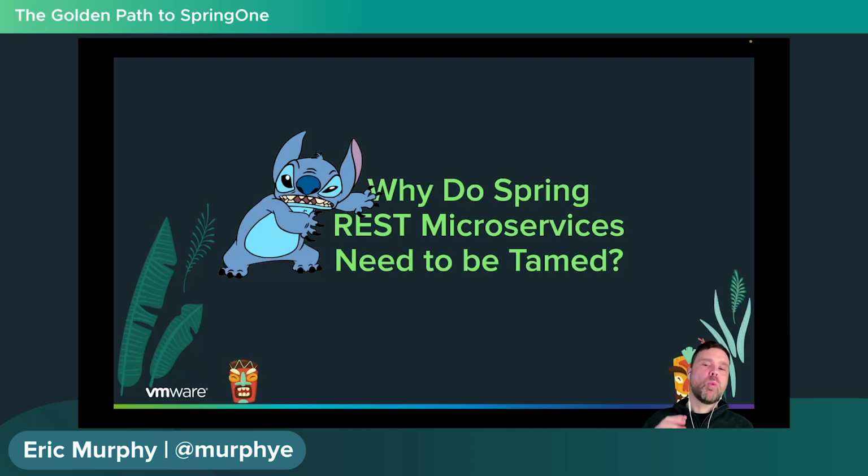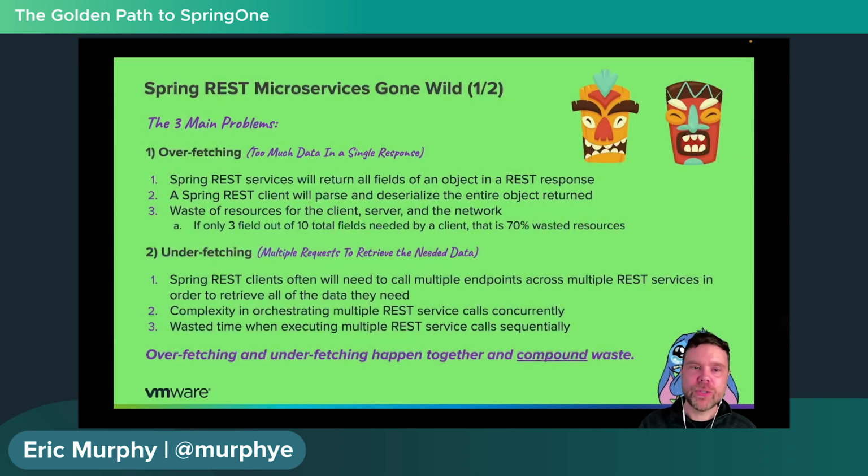So next, why do these wild Spring REST microservices need to be tamed? So let's take a look. There are 3 main problems with Spring REST microservices, and this goes for pretty much any REST microservice, but these happen to be implemented in Spring, right? So the first problem, as I mentioned just a moment ago, is overfetching. That is where you're returning too much data in a single response back to a client.